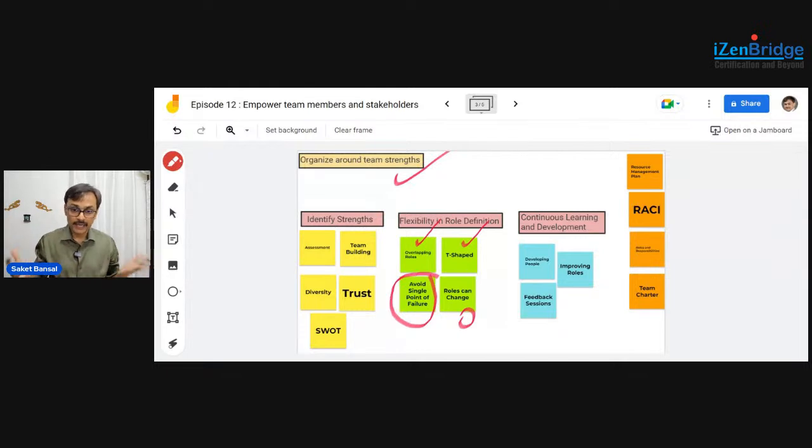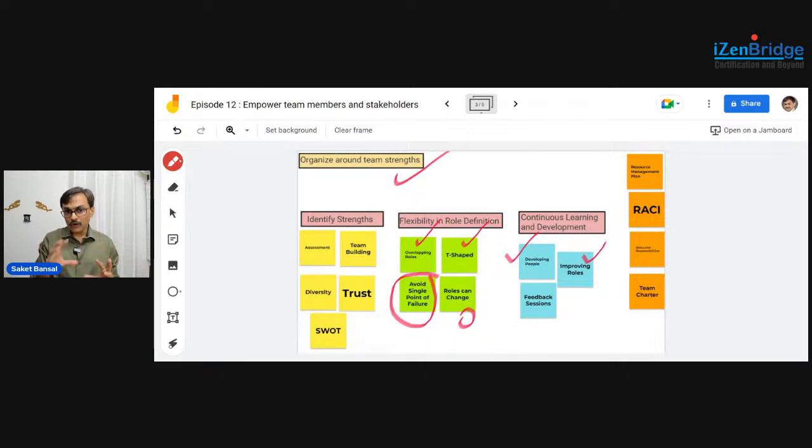I hope that by now you already understand that in project management, it's a continuous process. So there is continuous learning and development, continuously developing people by way of training, mentoring, coaching. Whenever development comes, we can look at various options of training, mentoring, and coaching. We need to provide continuous feedback, with the help of retrospectives and one-on-one feedback, and then improve their roles and capability by way of developing them.